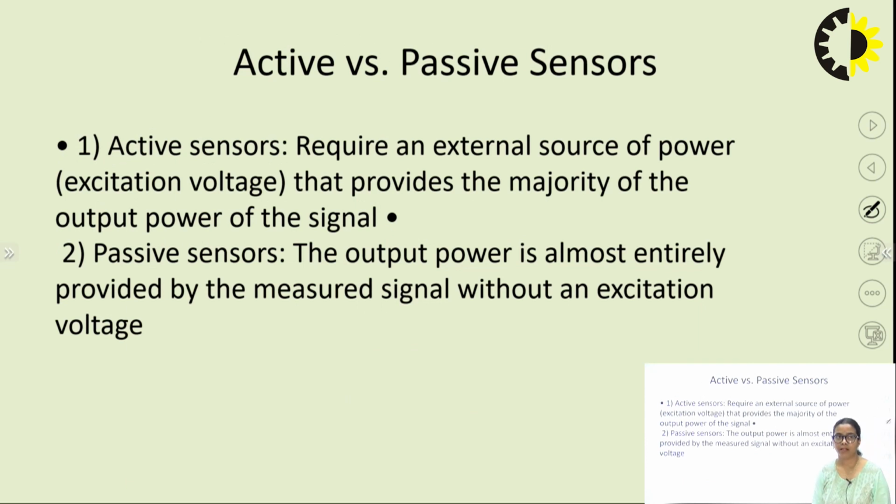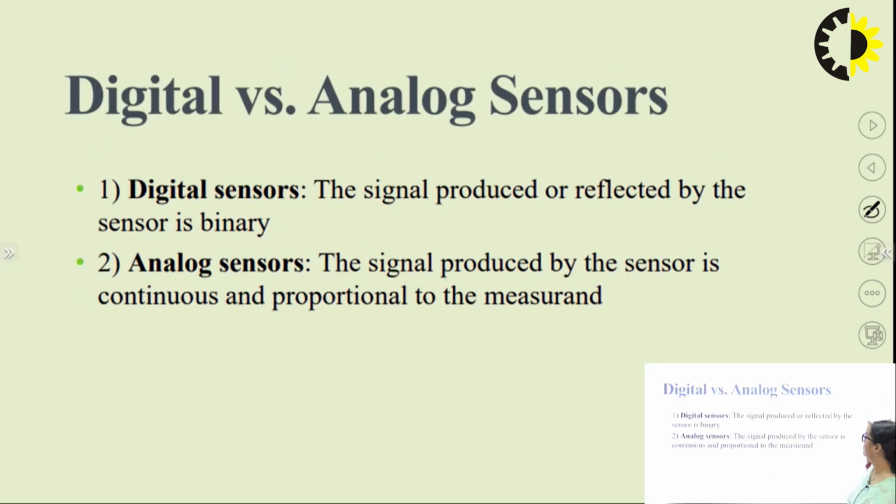Now active and passive sensors. An active sensor requires some power source to operate, but in a passive sensor no power source is required to give some output. Digital and analog sensors: the main difference is that in a digital sensor the output is displayed in numeric form, but in an analog sensor it is displayed by some pointer, in analog form.